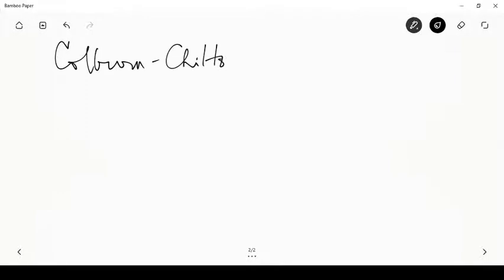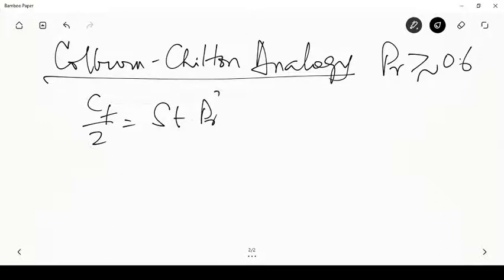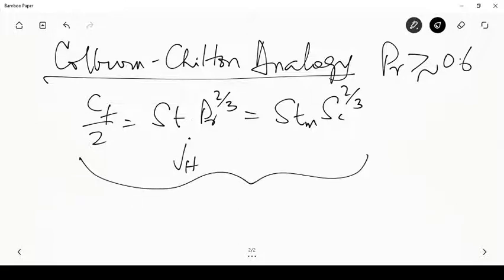So we write the Colburn-Chilton analogy, which basically is valid for Prandtl numbers greater than about 0.6. It basically says Cf by 2 is equal to St into Pr to the power of 2 by 3, which is called Jh, the J factor for heat transfer, which is equal to Stm multiplied by Schmidt number to the power of 2 by 3. So this is basically the analogy that you normally use, and this is called Jm. So Cf by 2 is equal to Jh equal to Jm is called the Colburn-Chilton analogy.